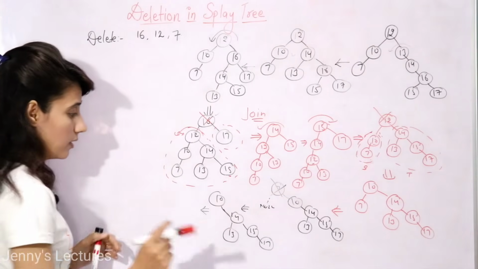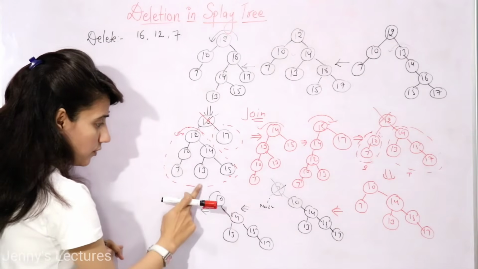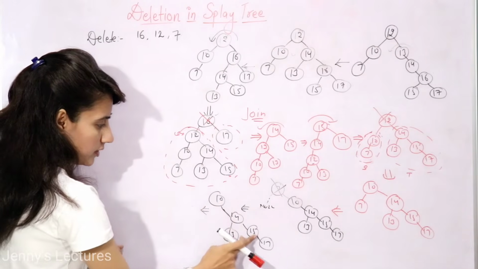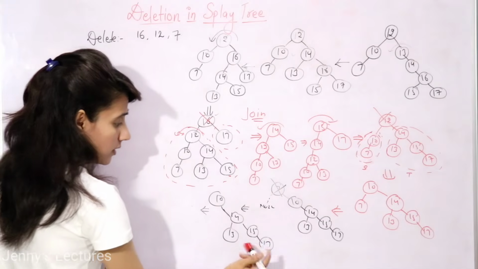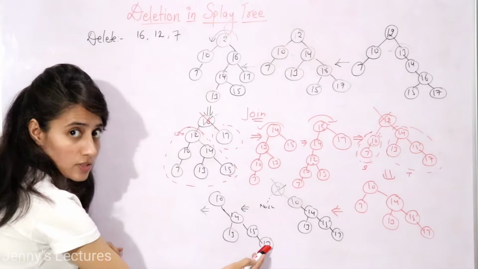Suppose here I want to delete this 17, right? First of all, find where is 17: greater than 10, greater than 14, greater than 15, and here we got 17. Now splay this tree for this 17, means splay the 17.